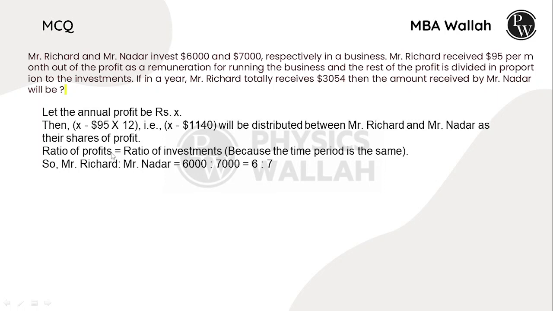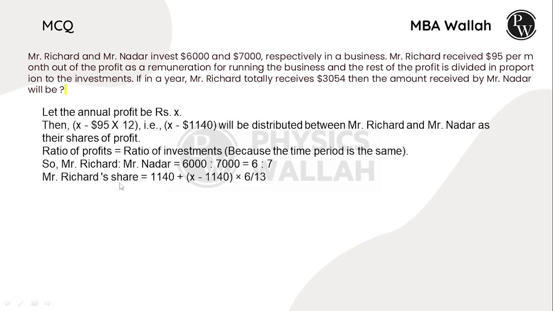Now the ratio of the profit will be equal to the ratio of the investment as per the question. Since the time period is same, Mr. Richard is to Mr. Nadar will be 6,000 is to 7,000. That is, since Mr. Richard is investing $6,000 and Nadar is investing $7,000. So the ratio of profits will be 6,000 is to 7,000 or 6 is to 7. That is the simplified form.